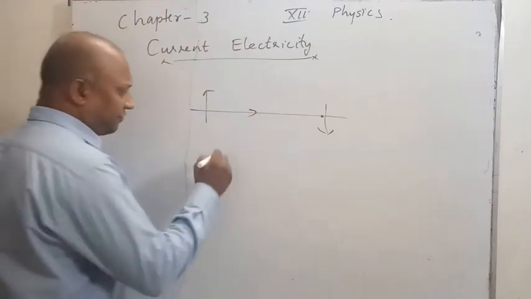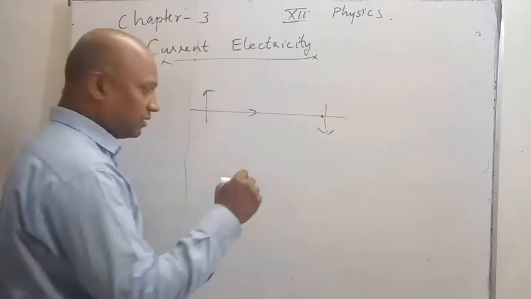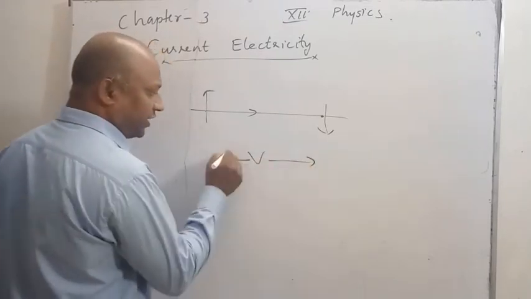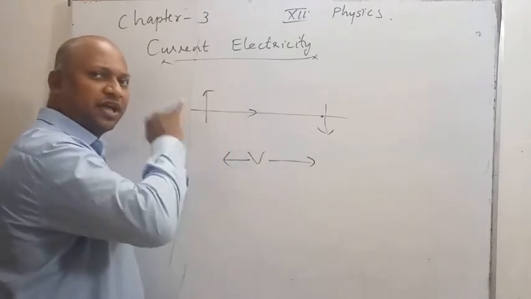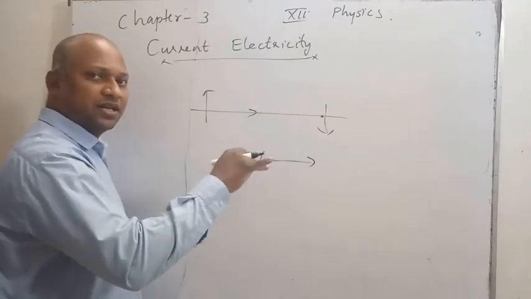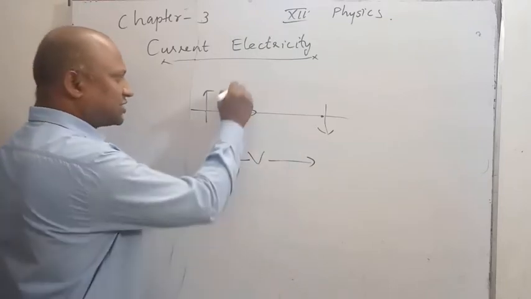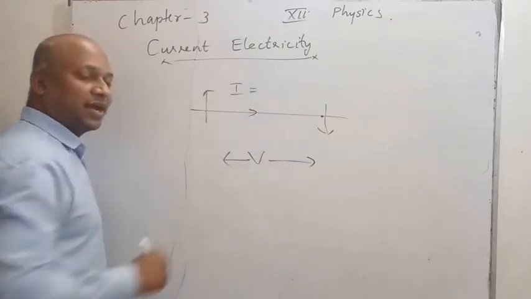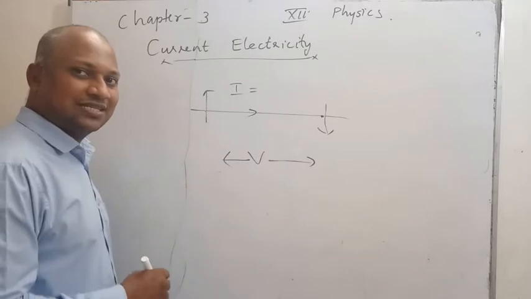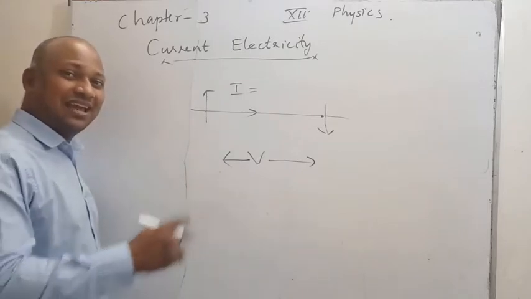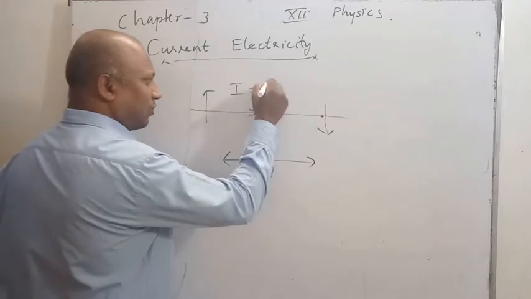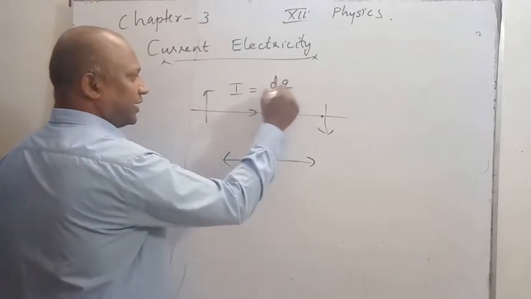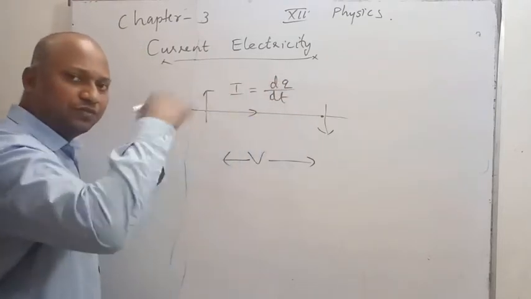So if there is a potential difference V here, then the charges will flow. And the greater the potential difference, the greater the flow of charge. The flow of charge can be characterized by a physical quantity, that is electric current intensity. Electric current, we say. So the current is equal to dq by dt, the rate of flow of charge.